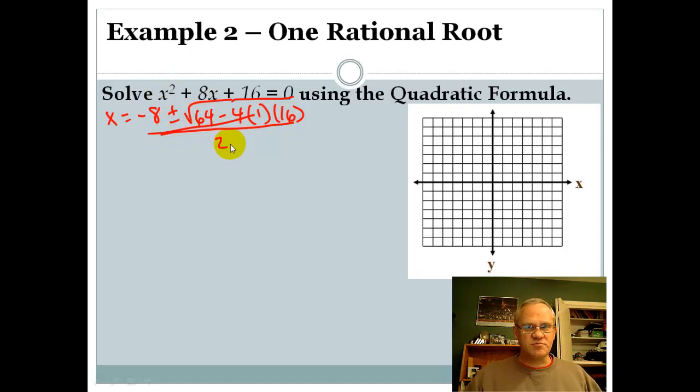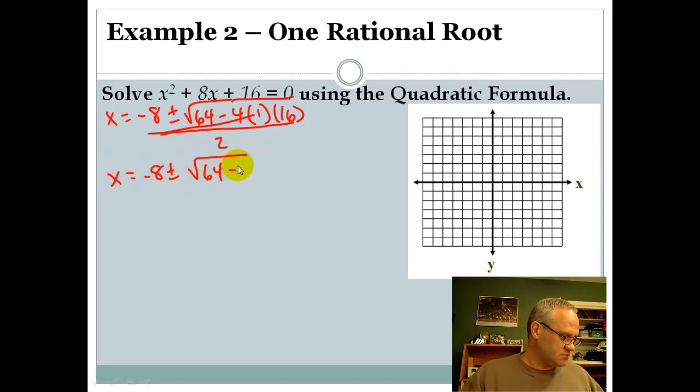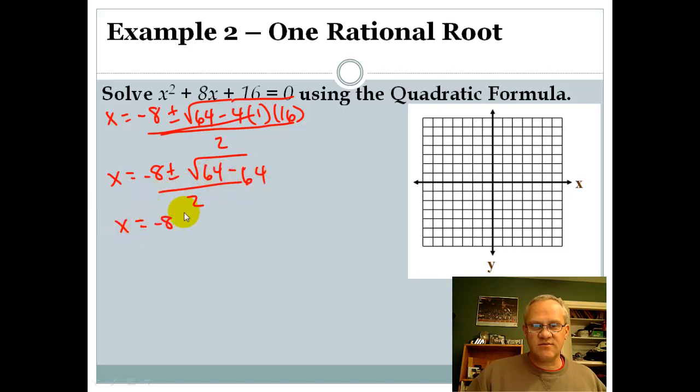Okay, so we just plug the numbers in just like we did before. This time we have what? Let's see, x equals -8 plus or minus. This is going to be what? 64 minus, and this is going to be like a negative, because it's a -4 times 16. So minus 64 all over 2. What happens here? 64 minus 64 is 0. So this is going to be -8 plus or minus the square root of 0 all over 2.